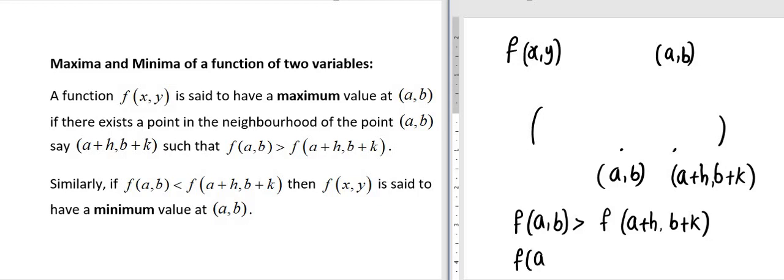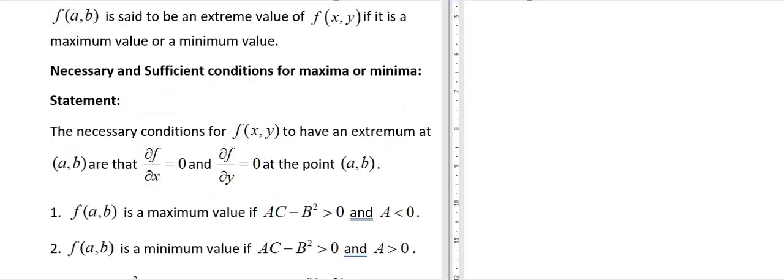If f of a comma b less than f of a plus h comma b plus k, then we say that f of x comma y is having minimum value at a comma b. F of a comma b is said to be an extreme value of f of x comma y if it is a maximum value or a minimum value.